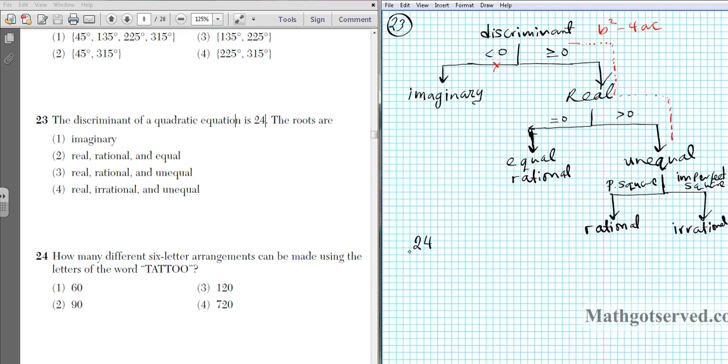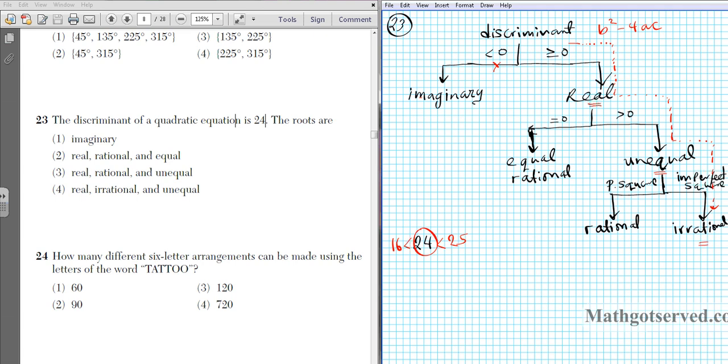So let's look at 24. Is 24 a perfect square? Absolutely not. It's between two perfect squares. 4 squared is 16 and 5 squared is 25. This is an imperfect square, so we're going to go down to the left side and boom, that's where you have it. Okay, so what do we know about this discriminant? It tells us that the roots are going to be real, unequal, and irrational.